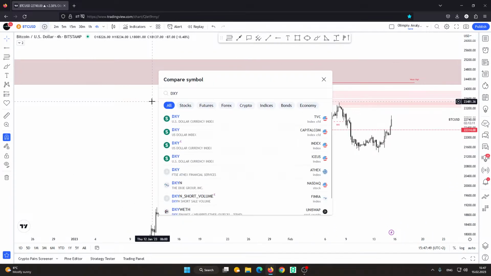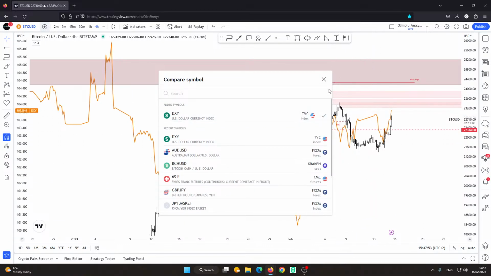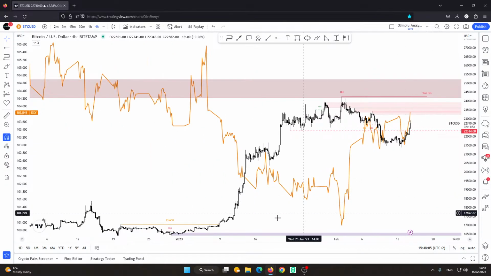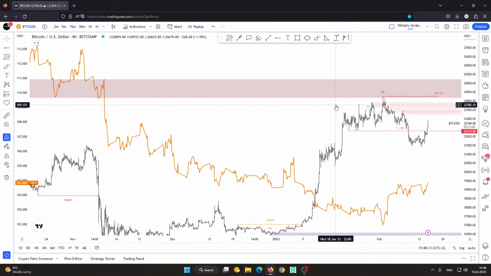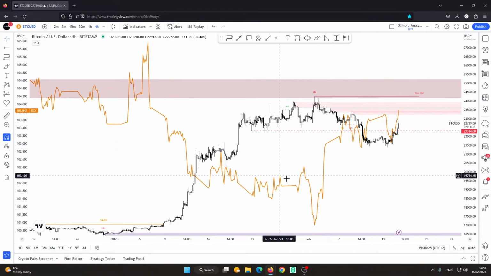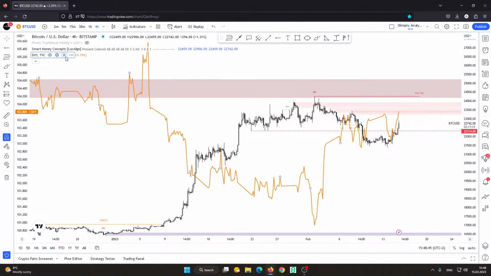Let's compare with the DXY. So sell off here, and right now, you can see that maybe when the dollar index drops, maybe Bitcoin rallied. And right now you can see that the dollar index rallied, and maybe we had this sell-off on Bitcoin. It's not a perfect correlation, but if you want to use it, you can use it.